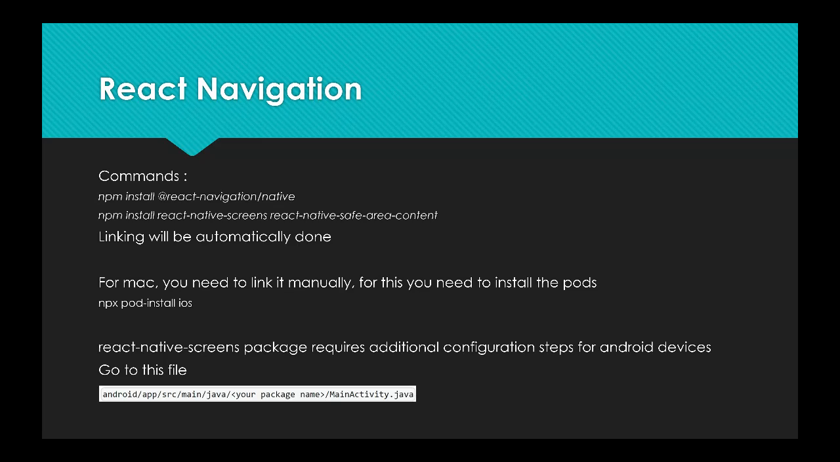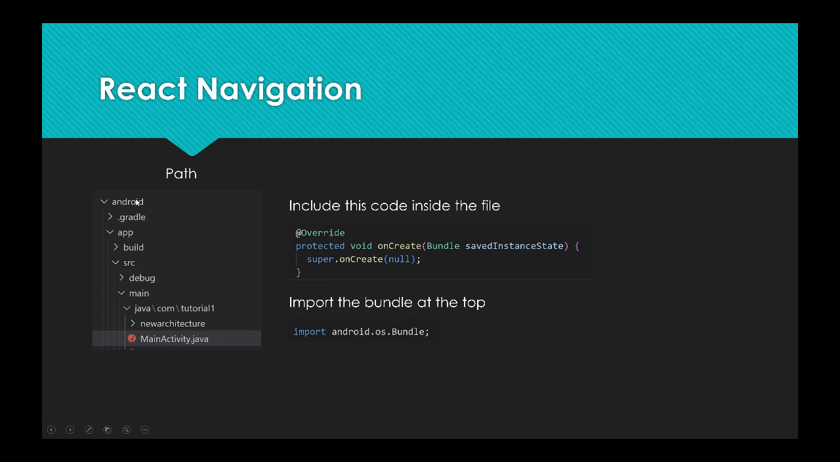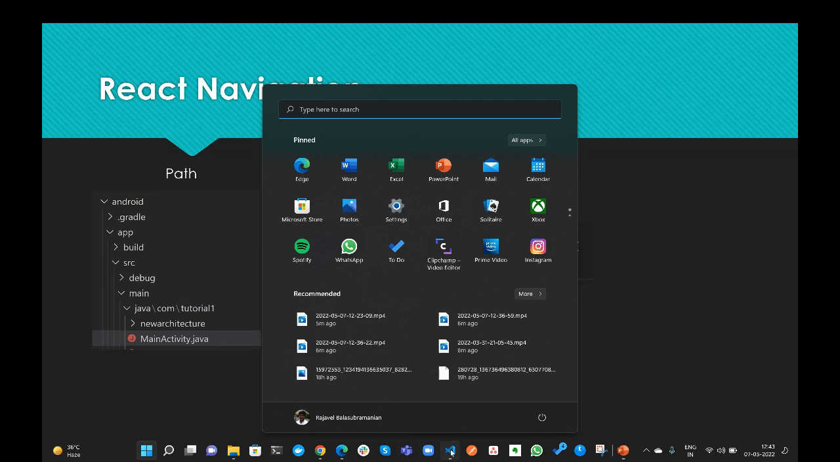After this, they have given some steps to make React Native screens work. You have to go to this path, main activity Java. It is in the Android app source main Java com, then your package name, and then MainActivity.java. Then you have to include this code, and import this bundle. Let me show you the code directly.